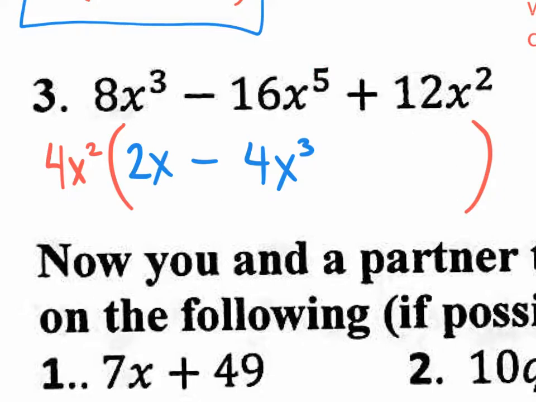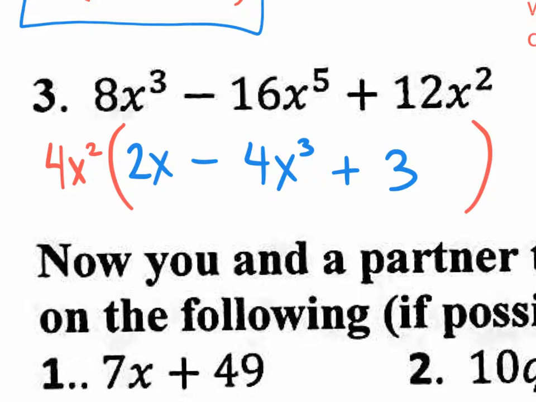Okay. Now the last term, 4x squared times what will get us a 12x squared? Positive 3. If I put an x right here, wouldn't that be 4x squared times 3x? Wouldn't that be 12x to the third? And we don't want a third right there, right? So just the number 3, right? Okay, so let's erase that x, just the number 3.